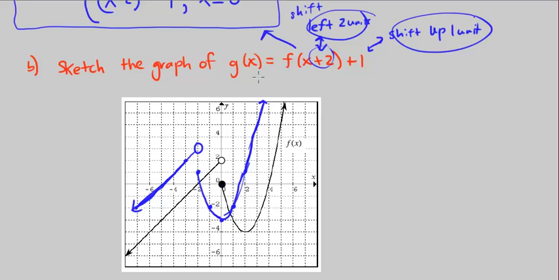Okay, so here in blue we have g of x. I'm going to write that here so we know blue is g of x. And that's just f of x plus 2 quantity plus 1. We're shifting left 2 units and up 1 unit. Okay, so there's the sketch. That's going to end for us CPM Precalculus Chapter 3, number 65.